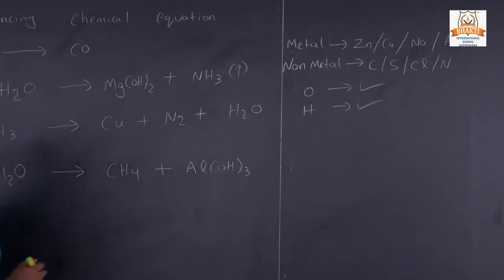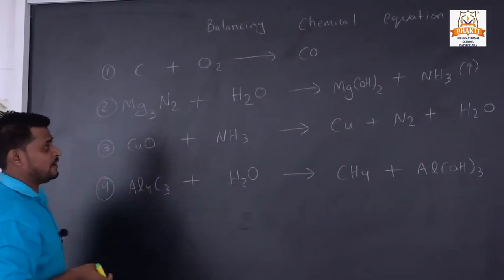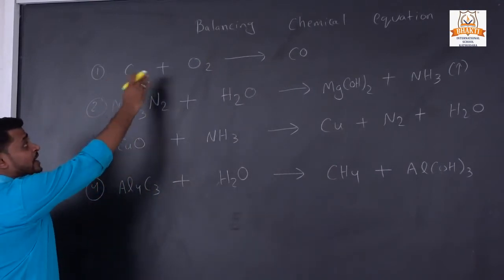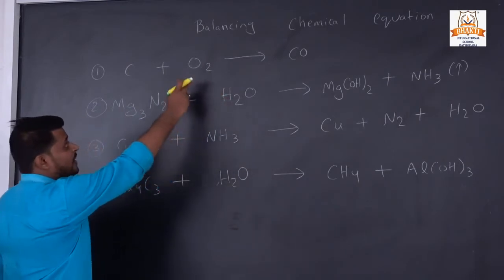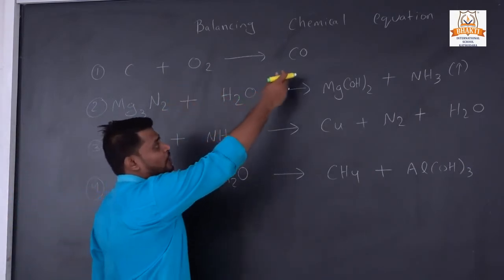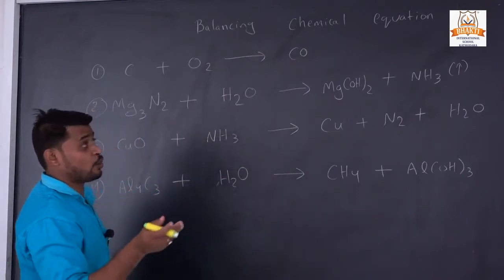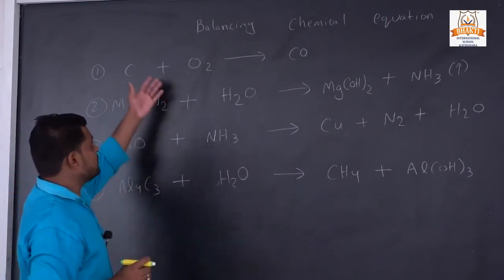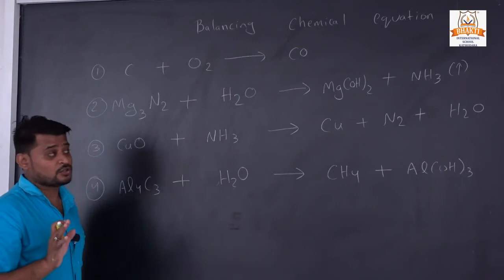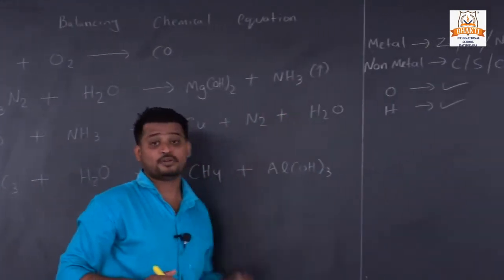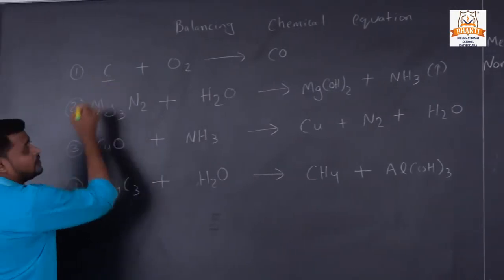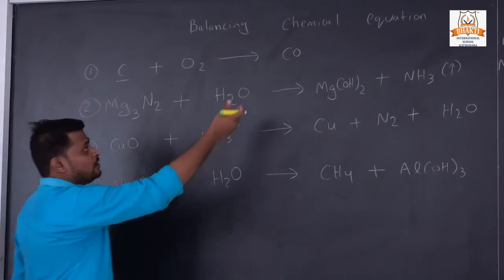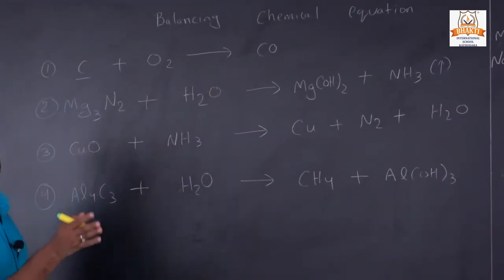Let's start how to balance. These are some examples. We will balance this. First we will take carbon. When carbon reacts with oxygen, it gives us as a product carbon monoxide. First we have to check metal. In this equation there is no metal, so we come to the next step, non-metal. Here the non-metal is carbon, and the number of atoms of carbon is 1, and here also 1. Carbon, the non-metal, is already balanced.